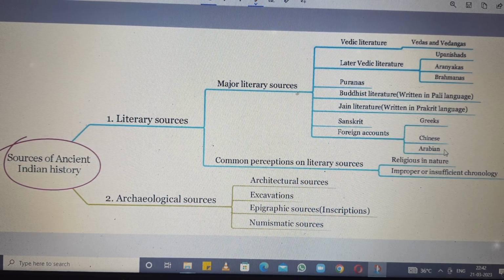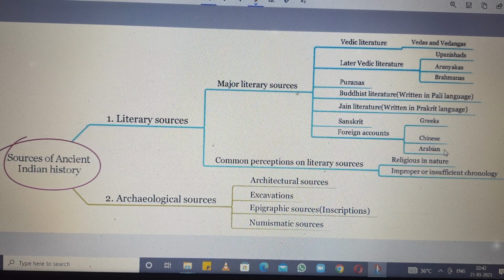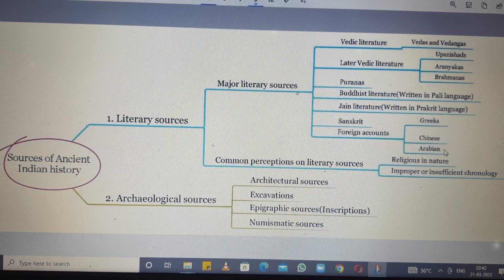Puranas, you know that there are 18 Puranas: Garuda Purana, Vishnu Purana, Shiv Purana, Markandeya Purana, and different Puranas. So 18 in total, and from them also we get sources. Next, Buddhist literature is written in the Pali language, and Jain literature in the Prakrit language. Their books, what they have written, are also sources. Sanskrit is also the language of the scholars, and foreign accounts of Greeks, Chinese and Arabian people are also available. So we have seen these things.